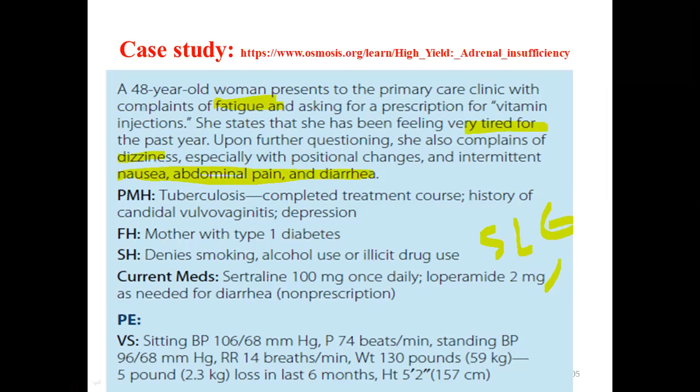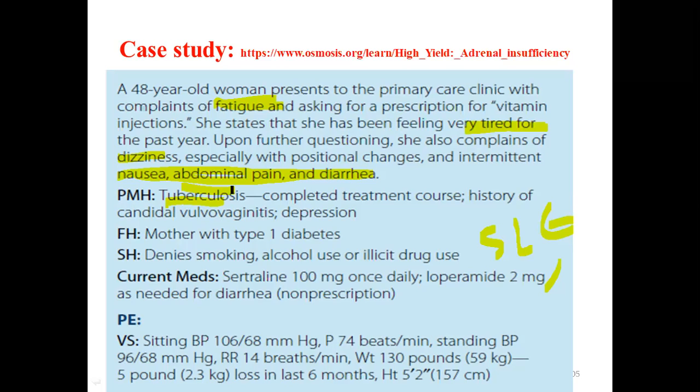Then her past medical history, she had TB, but she completed the full treatment course. She has a history of candidal vulvovaginitis and depression. And her mother had type 1 diabetes. So she probably could be having the same issue because of the family history. Then she denies smoking, alcohol use, and illicit drug use. So her current medications are sertraline, I'm not sure about this one, but I think it's for the depression. Then loperamide is because she's been experiencing diarrhea, so she takes it as needed.